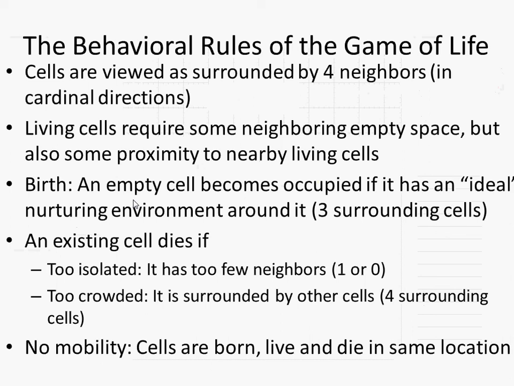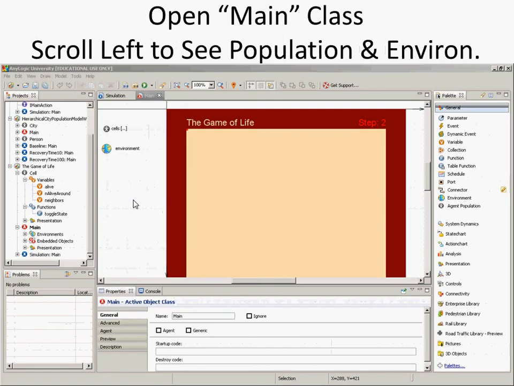Okay? And an empty cell becomes occupied here if it has an ideal nurturing environment, if it has three cells around it to which it's connected. So if there's an empty cell which is surrounded by three cells that are occupied, that cell itself gets born, so to speak. A living cell is established there. The colonization occurs there. And an existing cell dies if it's too isolated, with too few neighbors, or too crowded. It's surrounded by too many other cells. It has four surrounding cells. Okay? So these are the basic rules of the game of life. And you can actually specify them much more succinctly.